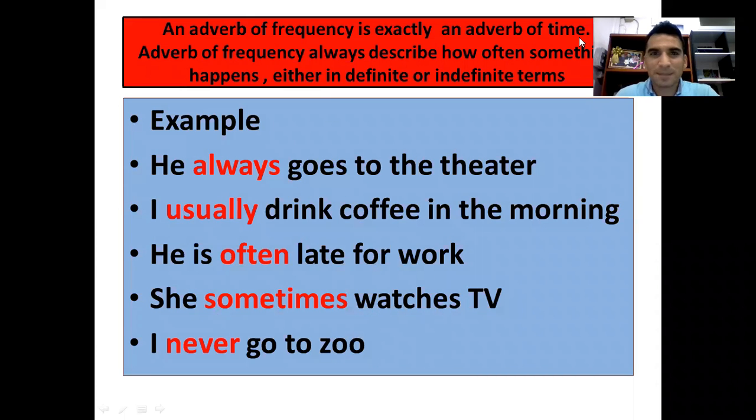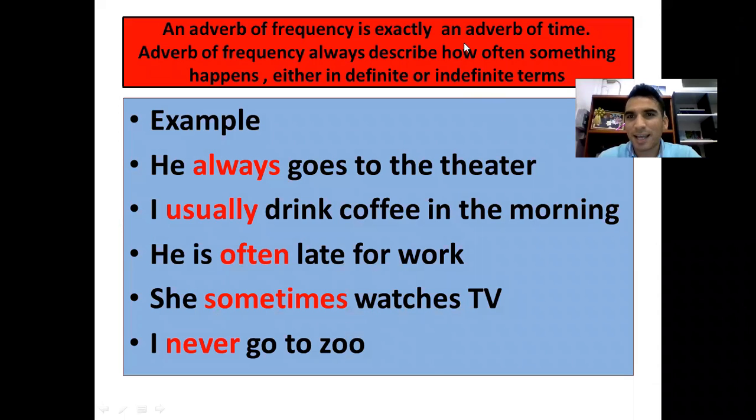An adverb of frequency is exactly an adverb of time. Adverbs of frequency always describe how often something happens, either in definite or indefinite terms. For example, he always goes to the theater. It means he goes to the theater every day.